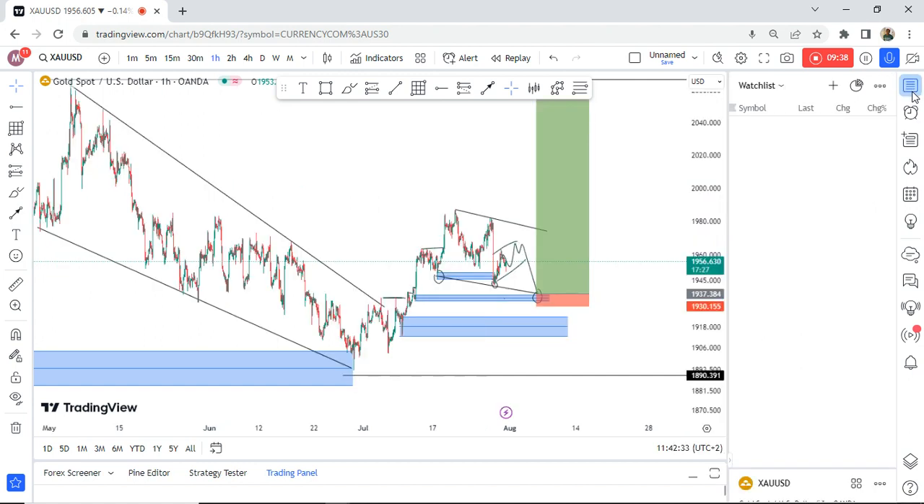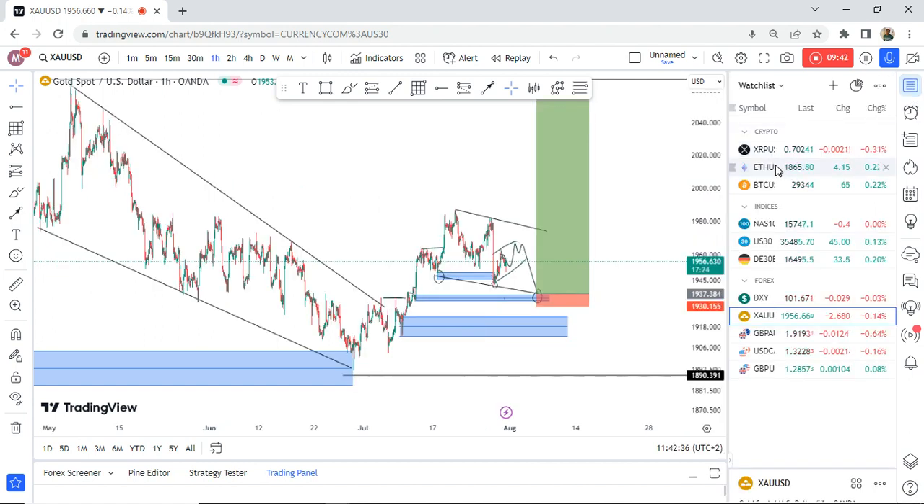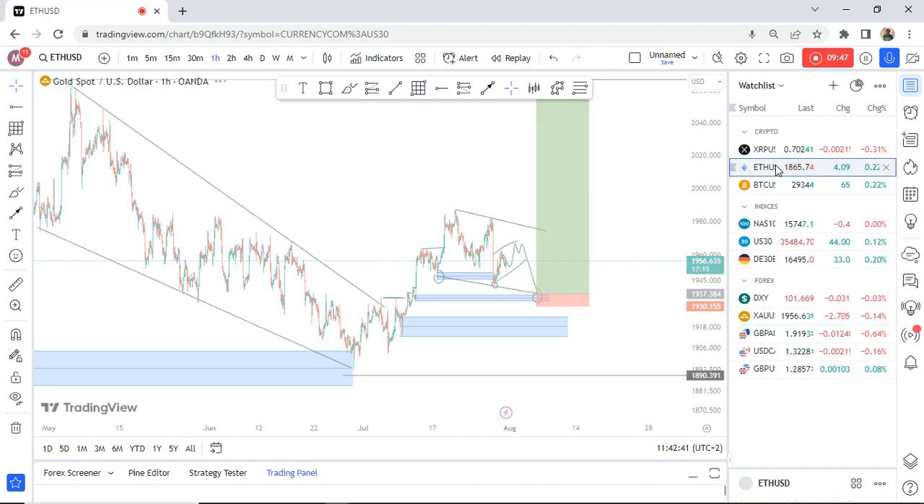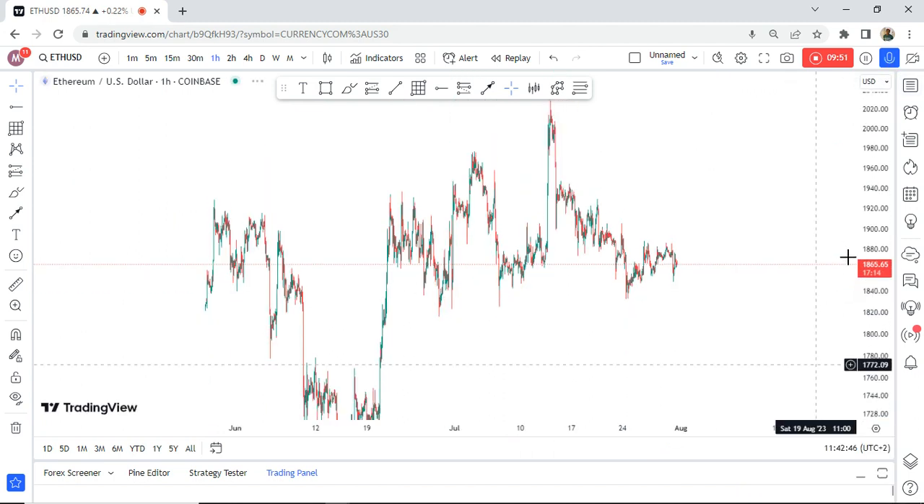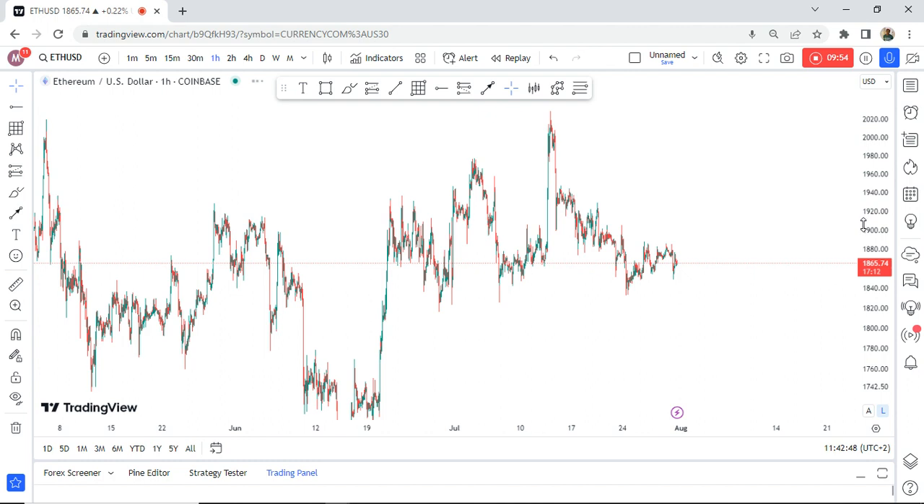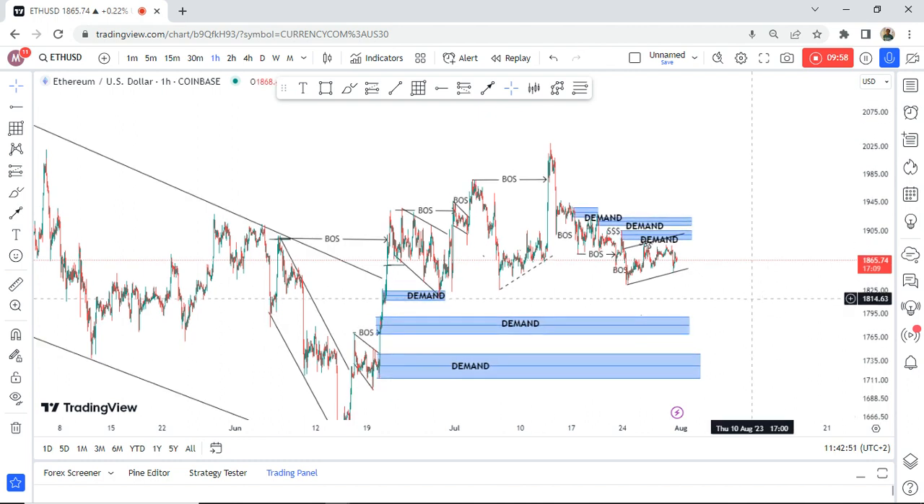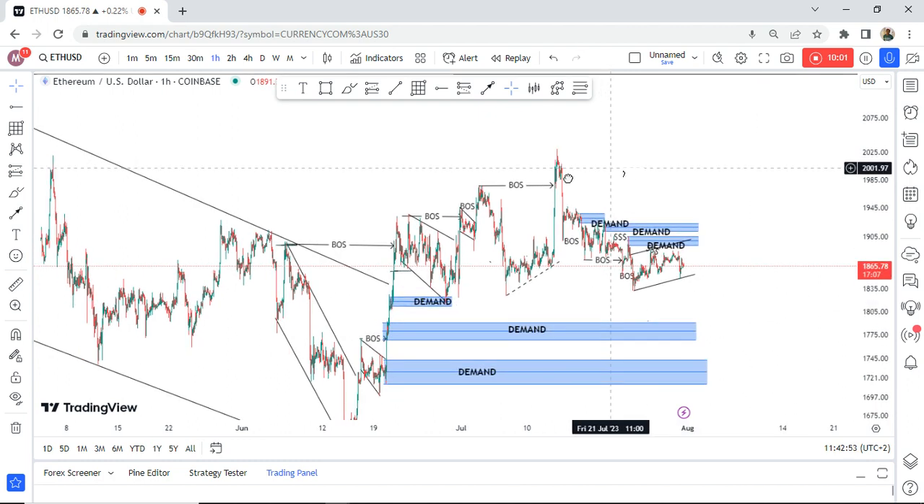So the other pair, or the last pair that I want to give you guys, is going to be Ethereum. I'm not giving you the indices today, guys. I'm just going to give you this Ethereum because I once gave it to you before. I just want to update you on what is happening with it, guys. Remember, we analyzed this one, guys, and we are targeting.